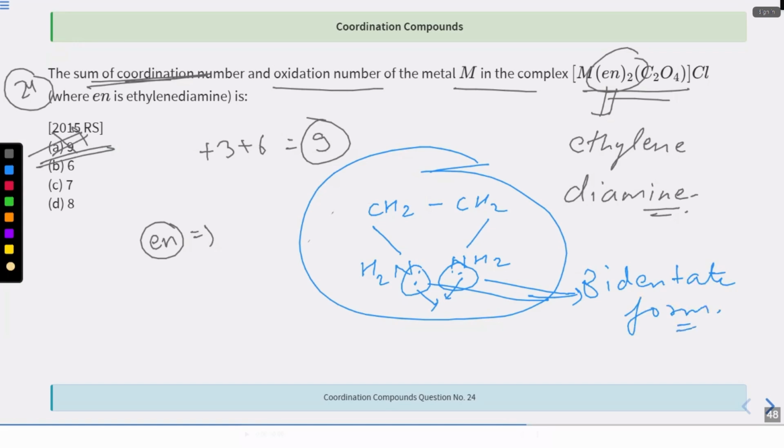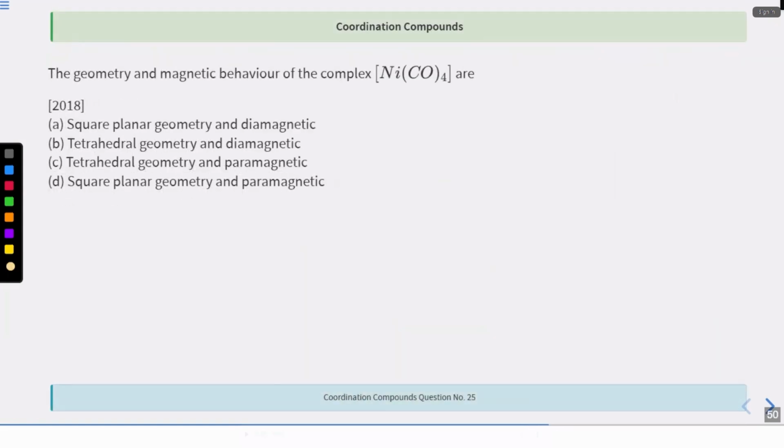And for C2O4 2 minus, I already told you. So this is about question number 24. So, moving ahead, this is question number 25. The geometry and magnetic behavior of the complex Ni(CO)4 is.